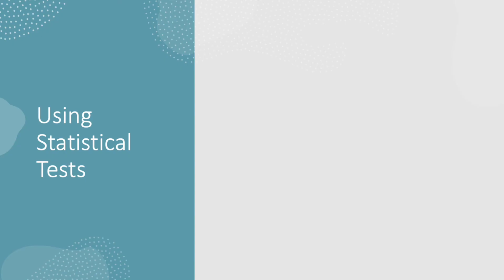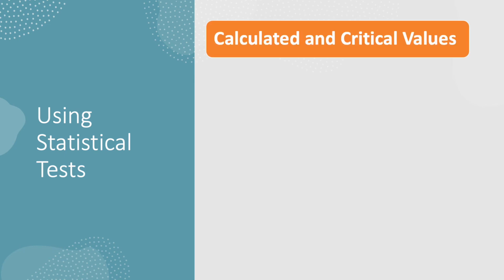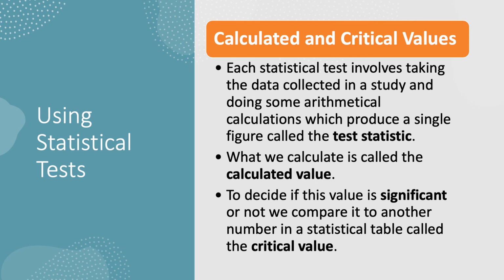For the last bit of the lesson, we're going to look at how we actually use the statistical test to find the results of our study. So with calculated and critical values, every statistical test, the only one you will have to compute is the sign test, always involves taking the data collected and doing some sort of calculation to produce the test statistic. And each different statistical test has a different letter. So for example, with the sign test, the calculated value that we find is called S. And so whatever we calculate is called the calculated value. And that's how you can remember that.